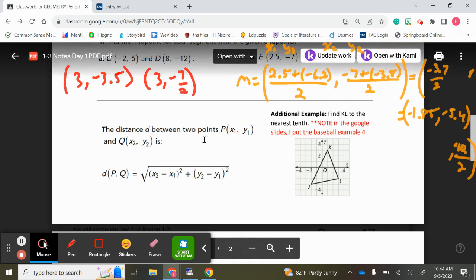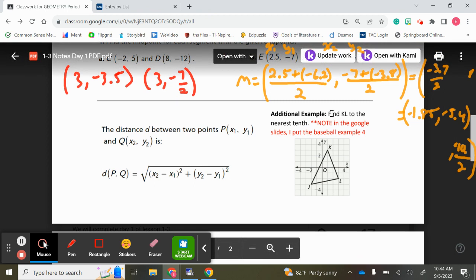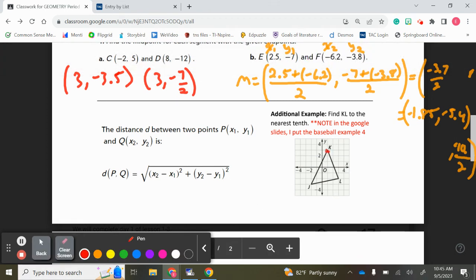All right, so the distance formula is the square root of x sub 2 minus x sub 1 squared plus y sub 2 minus y sub 1 squared. So for this example, they're asking us to find KL. So here's K, here's L. K in this case is 1, 3, and L is 3, negative 2.